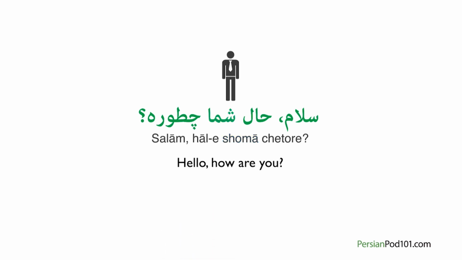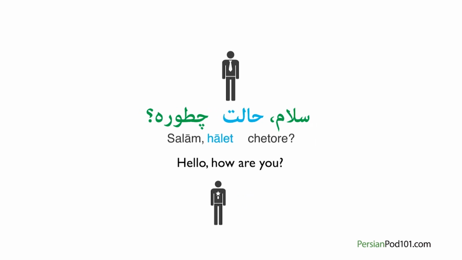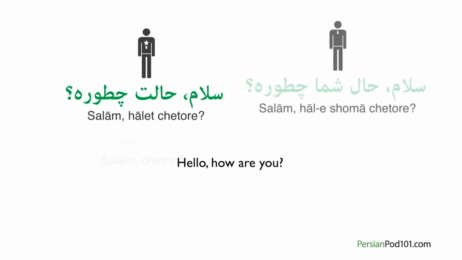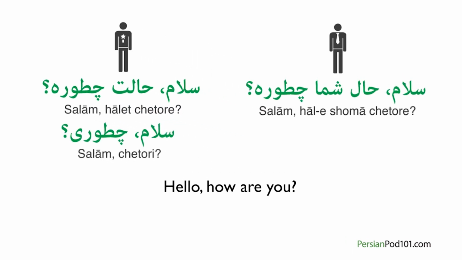Now, if you remember the first lesson, adding et to a word made it informal. Therefore, if you add et to hal instead of shoma, you make the whole sentence informal. Salam, halet chetore. Notice that there are many ways of saying the same phrase in Persian, making it shorter or longer.